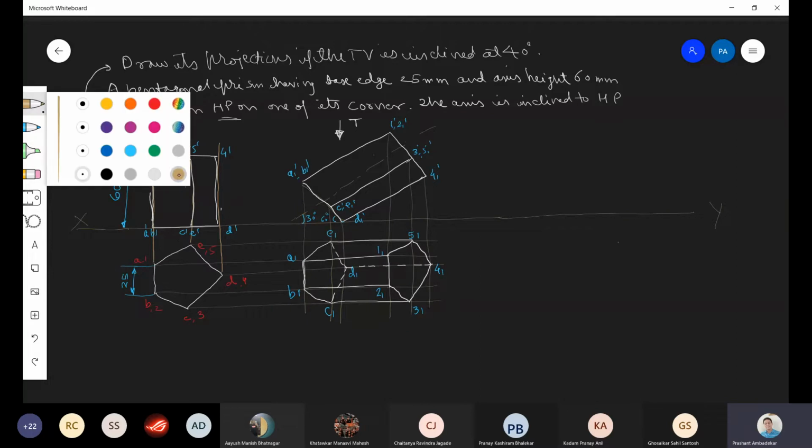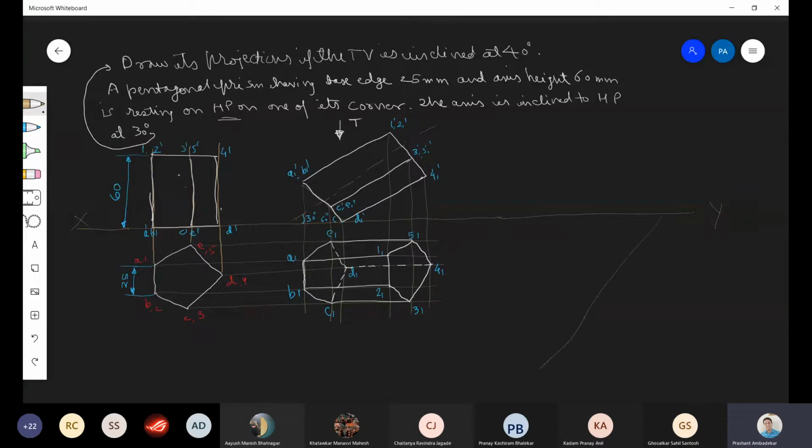So in order to incline this, what will we do? All these lines which are parallel now will become inclined. So we will first draw a line inclined at 45 degrees. Now this distance doesn't matter. Okay, why does it not matter?